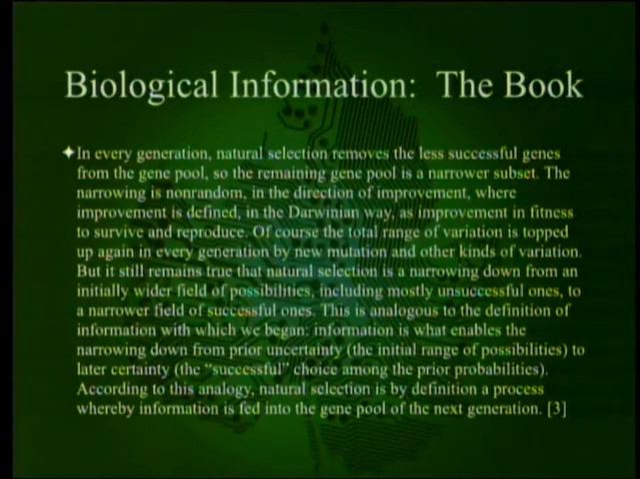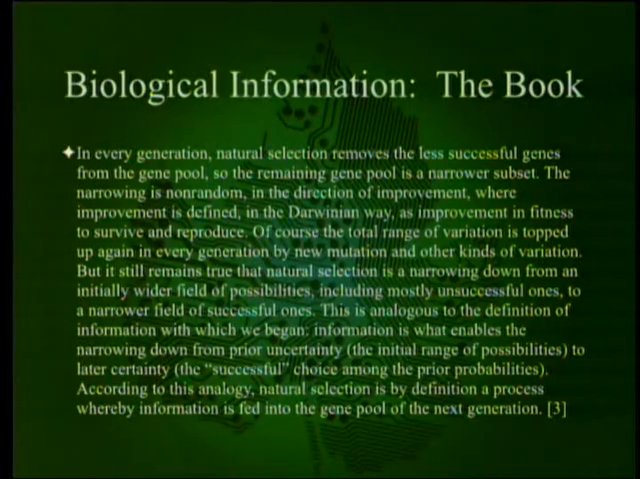In every generation, natural selection removes the less successful genes from the gene pool, so the remaining gene pool is a narrower subset. Notice we're gaining information by losing it. The narrowing is non-random in the direction of improvement, where improvement is defined in the Darwinian way as improvement in fitness to survive and reproduce. Of course, the total range of variation is topped up again in every generation by new mutation and other kinds of variation. But it still remains true that natural selection is narrowing down from an initially wider field of possibilities, including mostly unsuccessful ones, to a narrower field of successful ones.